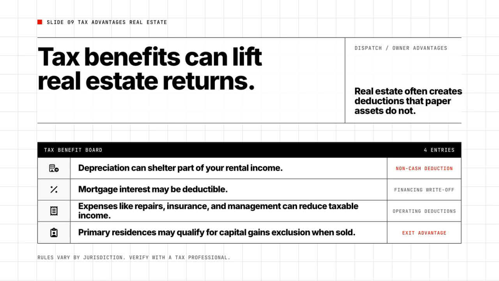Finally, when it's time to sell a primary residence, many jurisdictions allow for a capital gains exclusion. This means you may be able to exclude a portion of the profit from the sale from your taxable income, which can be a significant exit advantage. Keep in mind that tax rules vary widely depending on your location, so it's always wise to consult with a tax professional to understand how these benefits apply to your specific situation. These tax advantages can play a critical role in enhancing the profitability of real estate investments.